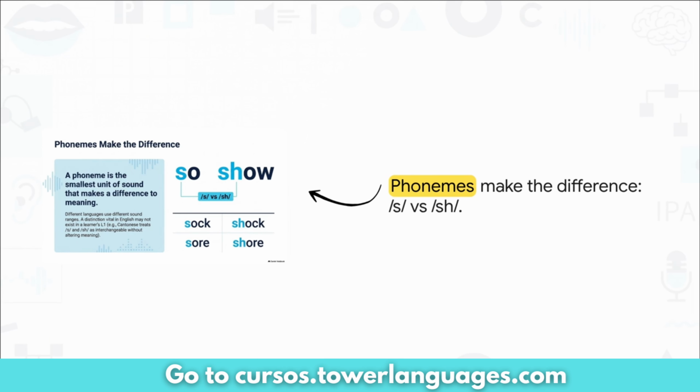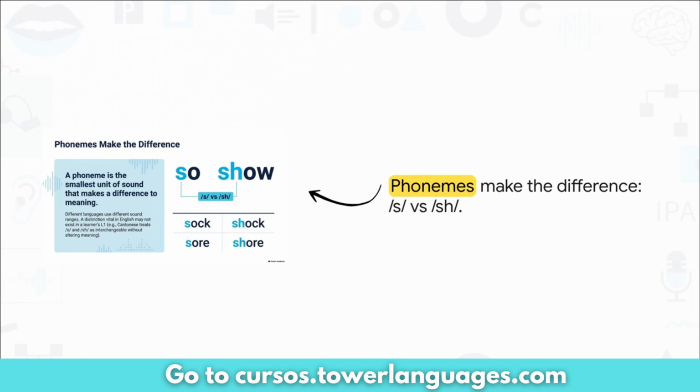Consider these minimal pairs. By the way, a minimal pair is just two words that are distinguished by only one single phoneme. Take the word so. If we take out the s phoneme and replace it with the sh phoneme, so transforms instantly into show. The exact same thing happens if you turn sock into shock or soar into shore.